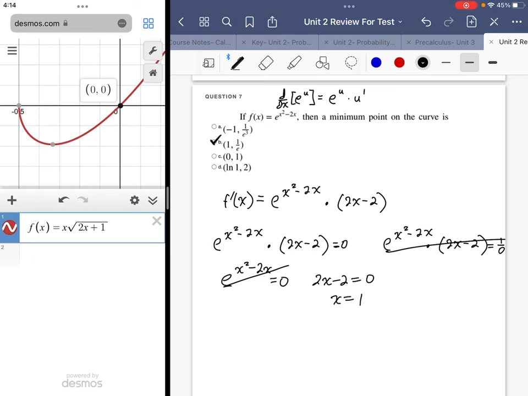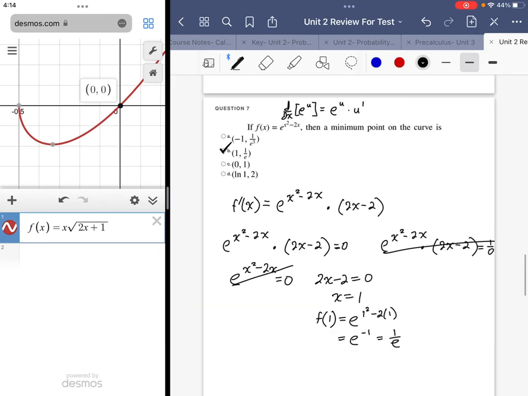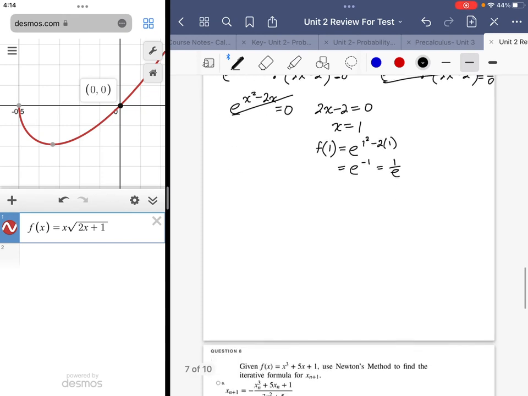It looks like there's only one choice with that, but why not give it a look and make double sure? So in my original function, f of x, I would replace the x with a 1 to see what the corresponding value of y is. We get e to the 1 minus 2, which is negative 1, which is the same as 1 over e, which does check out. So we're in good shape there.